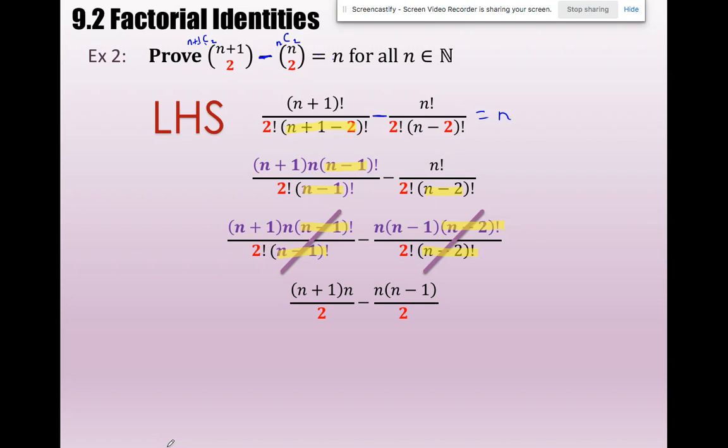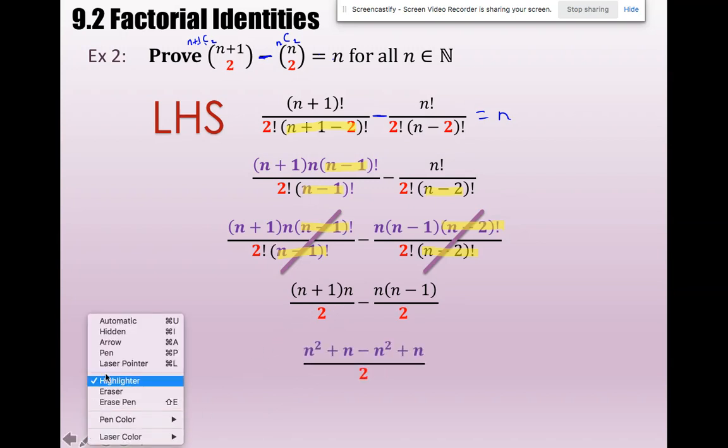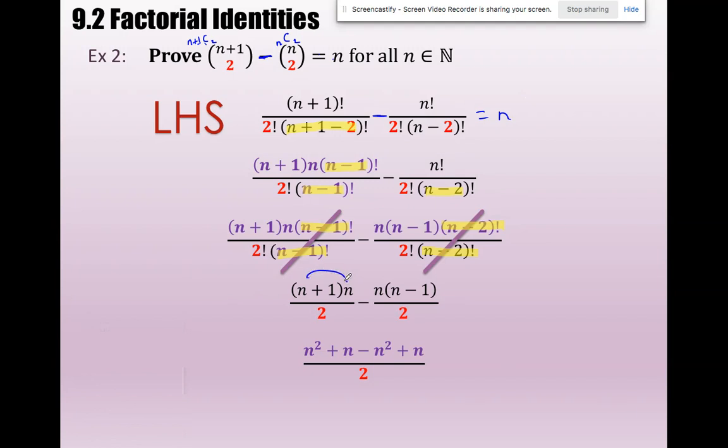Look at what I have left. 2 factorial is just 2, right? I could lose the exclamation point. I have a common denominator. Don't forget you have a double negative there. So n squared plus n minus n squared minus negative n is plus n. Bye-bye. 2n over 2. Oh, my Lanta, that's equal to n. QED, baby. Done and done.